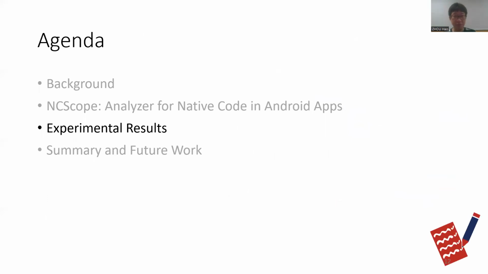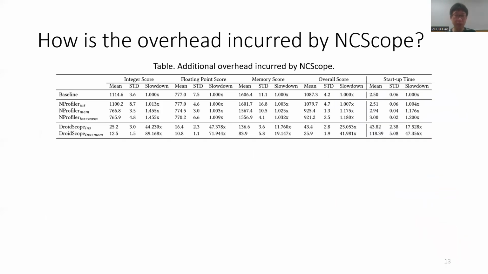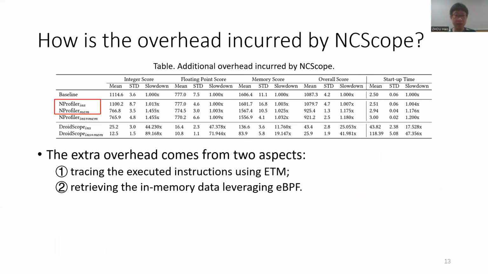Next, I will introduce our main experiment results. First, we analyze the actual overhead introduced by NCScope. The actual overhead comes from two aspects: tracing and executing instructions using ETM, and retrieving memory data leveraging eBPF. To measure the overhead introduced by the two operations, for each operation, we run the native code test provided by the benchmark app Geekbench to get the performance scores.